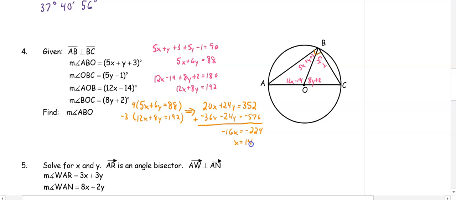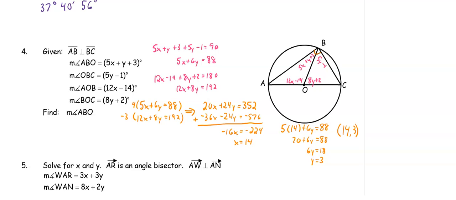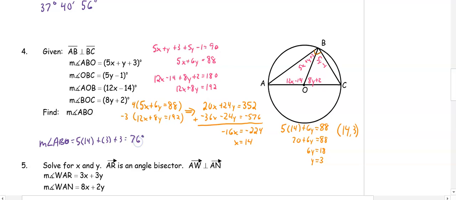Now that we know x is 14, we can substitute back in. So 5 times 14 plus 6y is equal to 88. 70 plus 6y equals 88. 6y equals 18. So y is 3. So our ordered pair would be 14, 3. We want to find the measure of ABO. So the measure of angle ABO is going to be 5 times 14 plus 3 plus 3, which is going to get us 76 degrees.